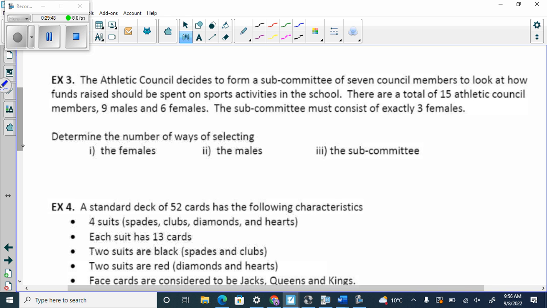Looking at one more. The athletic council decides to form a subcommittee of 7 council members to look at how funds raised should be spent on sports activities in the school. Subcommittee of 7 council members. There are a total of 15 athletic council members, 9 males, 6 females. The subcommittee must have exactly 3 females. So is there any jobs on this subcommittee? No, so it's a combination, right? And it must have exactly 3 females, but how many do I need to have in total? 7. So what are they indirectly telling you? 3 females and 4 males.